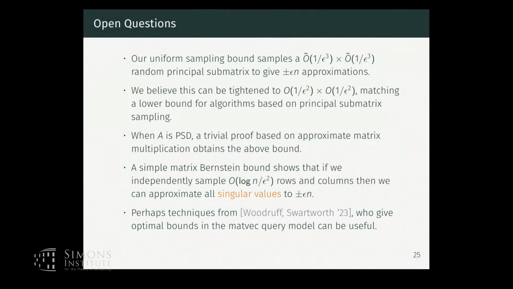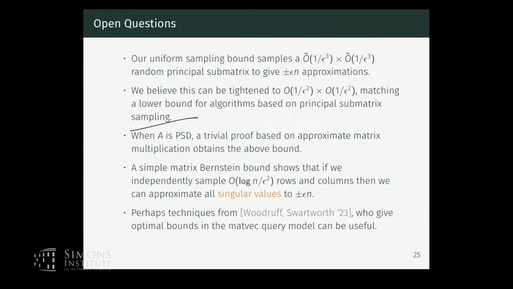So for our uniform sampling bound, we sample a 1 over epsilon cubed by 1 over epsilon cubed submatrix. We believe this can be tightened to 1 over epsilon squared based on simulations, and it also just looks like 1 over epsilon squared should be correct. That also would match what Bakshi et al. get for PSD testing, which is a closely related problem. That would also match a lower bound for any algorithm that works by first sampling a principal submatrix and then doing some post-processing. So that would be tight for principal submatrix-based algorithms.